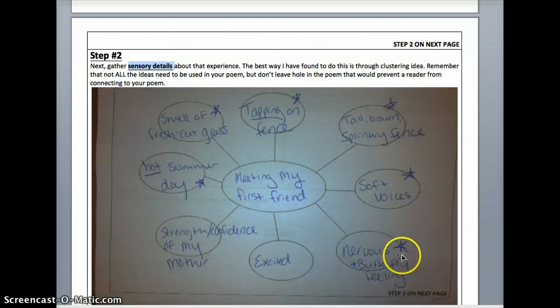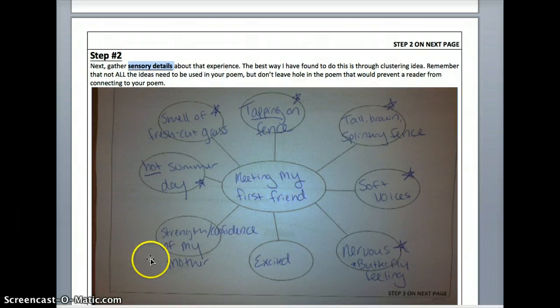So a good sensory detail is this nervous butterfly feeling. Another one is soft voices, because I can imagine hearing that. I also have tall brown splintery fence that was separating me and Mark as we first interacted. I remember tapping on the fence to see if someone was there. I remember the smell of fresh cut grass. I also remember that it was a hot summer day and I was playing outside.